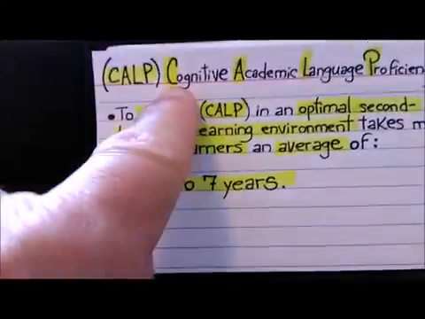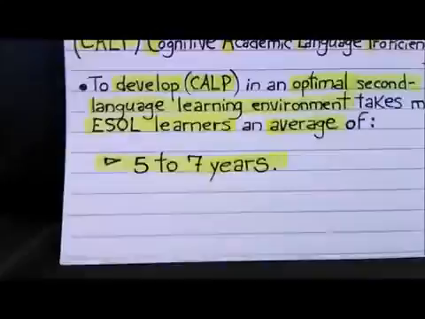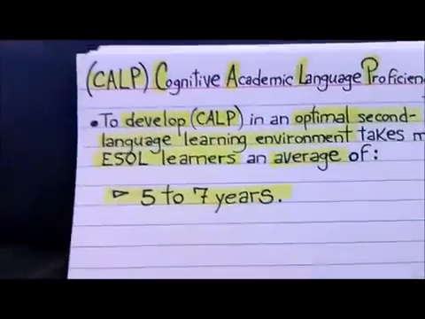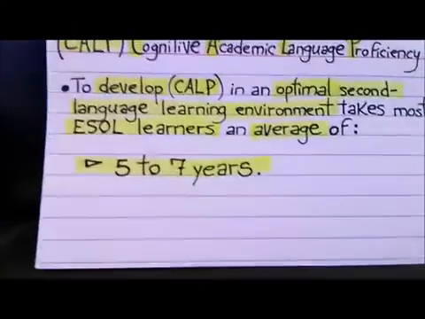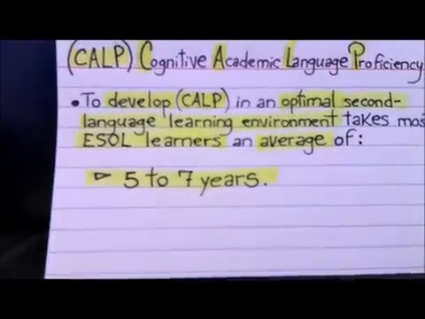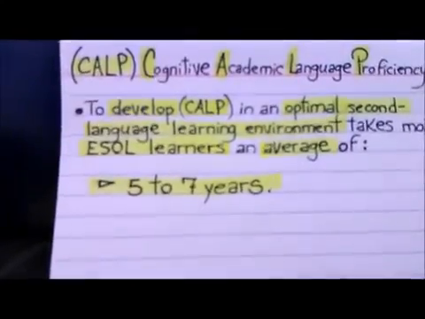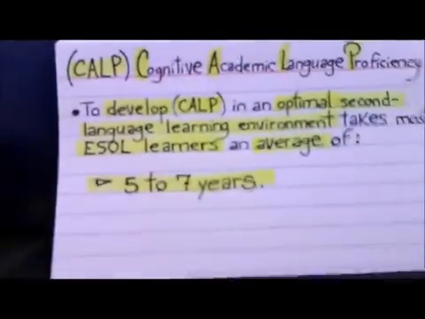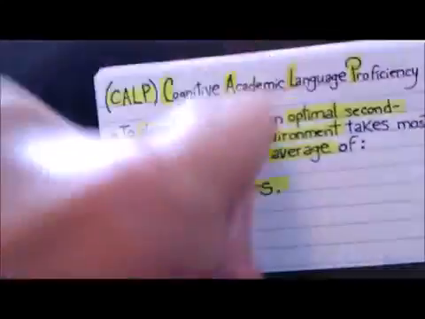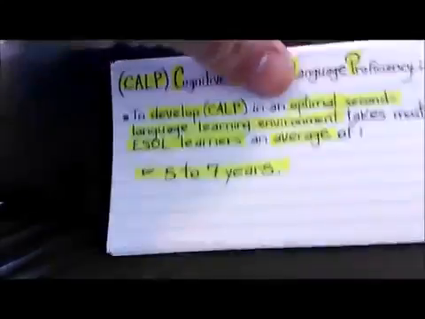All right. CALP. What is CALP? Cognitive Academic Language Proficiency. To develop CALP, or Cognitive Academic Language Proficiency, in an optimal second language learning environment takes most ESOL learners an average of 5 to 7 years. Okay, cognitive academic language, not the social language, academic. 5 to 7 years. Okay.